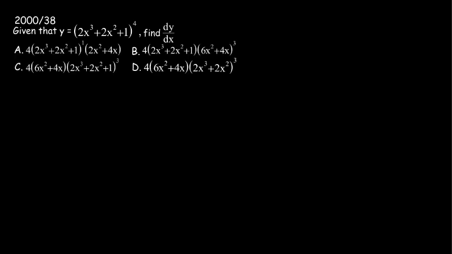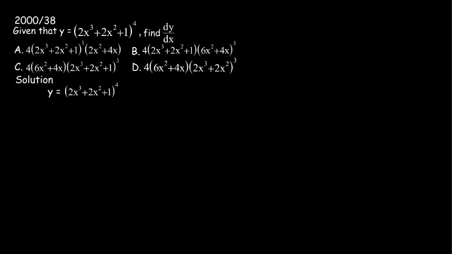We have another example. This example states that given that y equals (2x to the power of 3 + 2x squared + 1) raised to the power of 4, find dy/dx. We are given the options. Now the solution: as usual, we write down our equation. y equals (2x to the power of 3 + 2x squared + 1) raised to the power of 4.